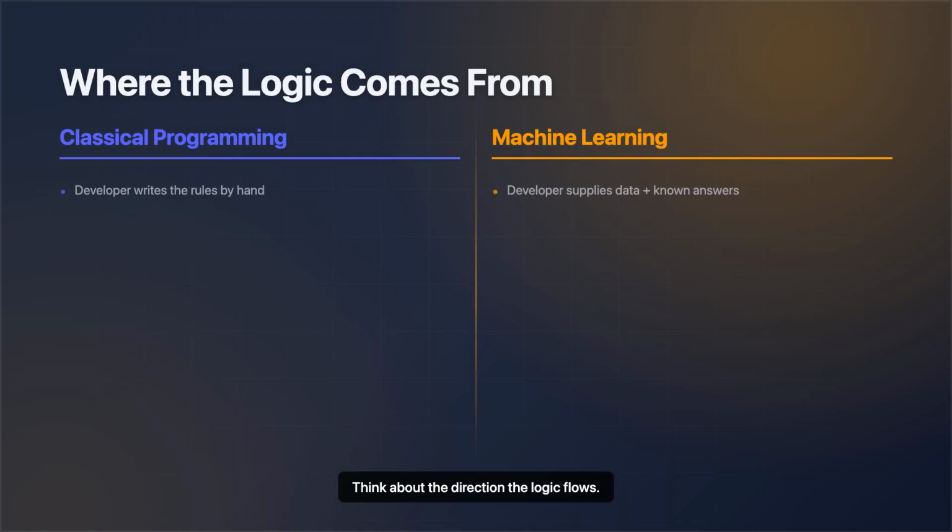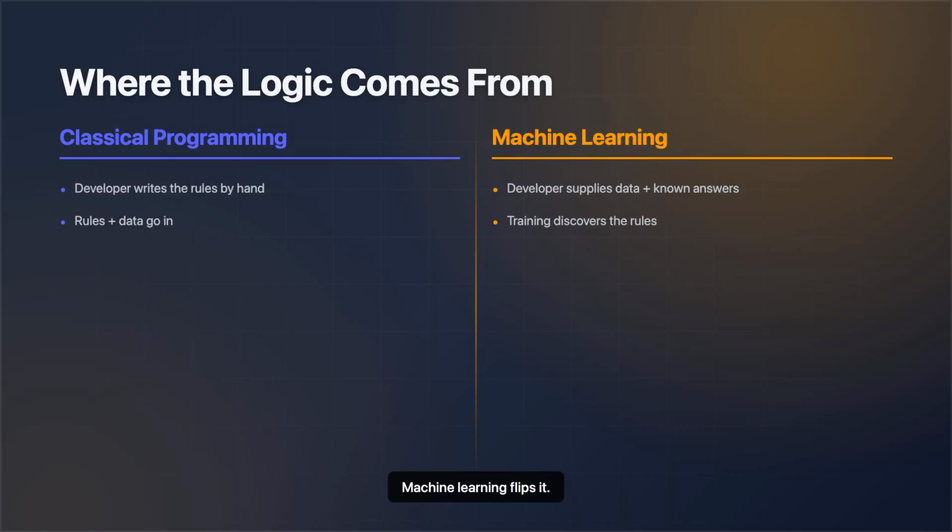Think about the direction the logic flows. In classical programming, the developer writes every rule by hand. Rules and data go in, and answers come out. You can read that logic line by line. Machine learning flips it. The developer supplies the data and the known answers, and the training process discovers the rules for you. Those discovered rules are the model.